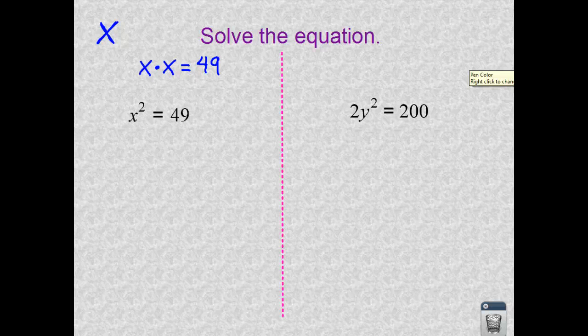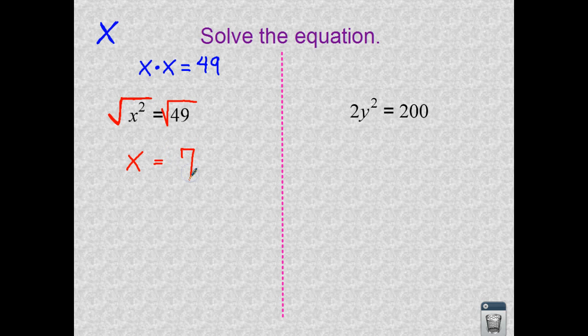Well, if I were to undo this square, the inverse operation would be a square root. And if I were to balance the equation like we've always done, if I take the root of the left side of the equation, I must also take the root of the right side of the equation. All right, so the square root of x squared would just be x, and the square root of 49 would be 7, or we also learned that x could be equal to negative 7. So two possible answers here.